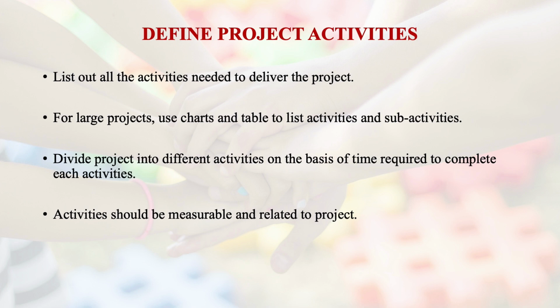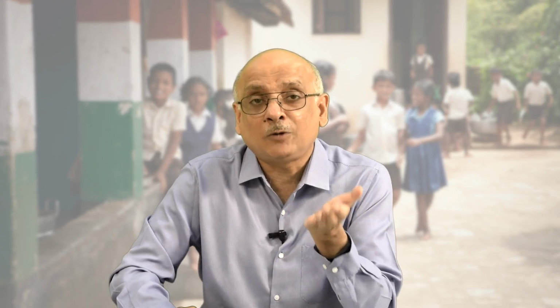And finally, activities should be measurable and related to the project. Now, why measurable? Measurable is very, very important, because if you do not know how much time and effort will be required for a particular piece of work, then you will not be able to make your schedule, right? So time is one of the most essential criteria, and cost, yes. Both things are going to matter, though cost in scheduling may be in the form of the resources required. Okay. Then determine dependencies, the next step.